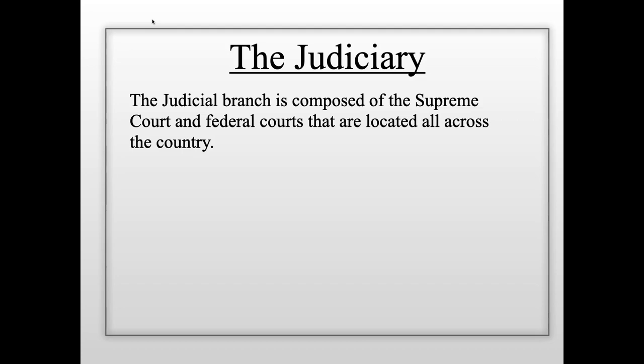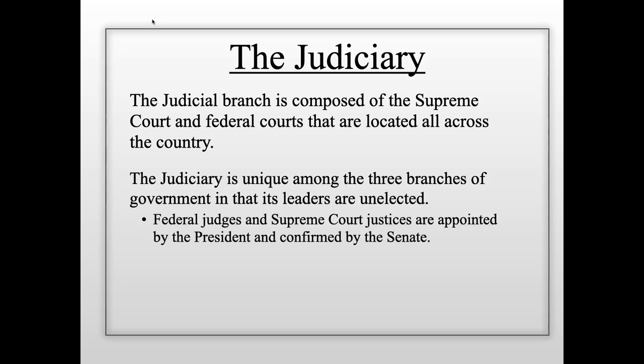So just the way that federalism allows the national, state, and local governments to have their own laws, so too are there separate court systems that deal with national, state, and local. So today we're just talking about the national court system, the federal court system, which is made up of the Supreme Court and federal courts that are located all across the country.